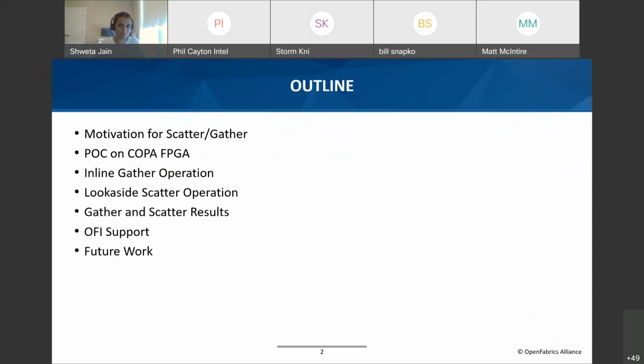So let's get started. The outline of today's talk is arranged as follows. I'll be going over the motivation of our work, why ScatterGather. I'll also be discussing the POC framework that we have in place, what we call COPA, and the type of acceleration nodes that it supports. Next, I'll be discussing the gather scatter implementation and results in the specific context of COPA. Finally, I'll be talking about the OFI support that we have put in place and conclude with our future work.